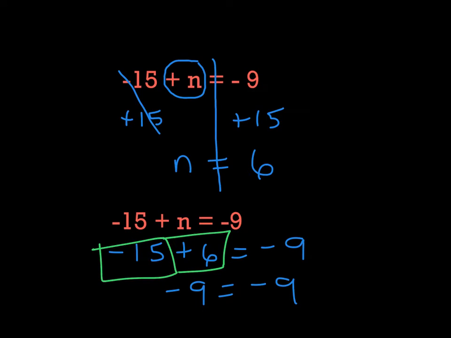If you get the same thing on both sides when you plug it back in, that means that the answer for n is correct. If you were to get a different answer on both sides, it means that something is wrong with your equation and you probably didn't solve it correctly.